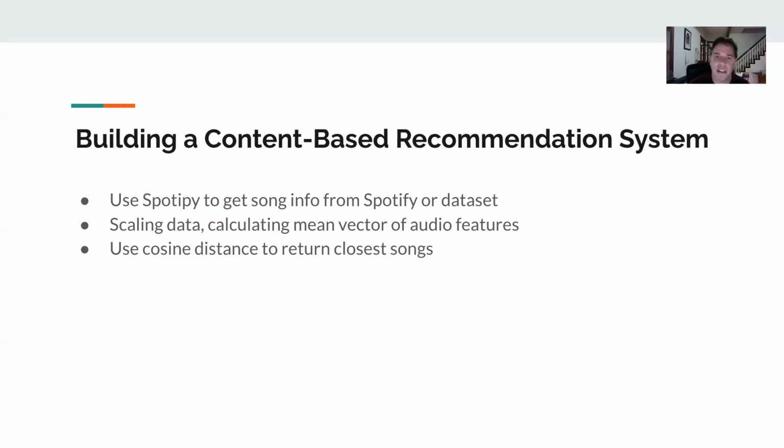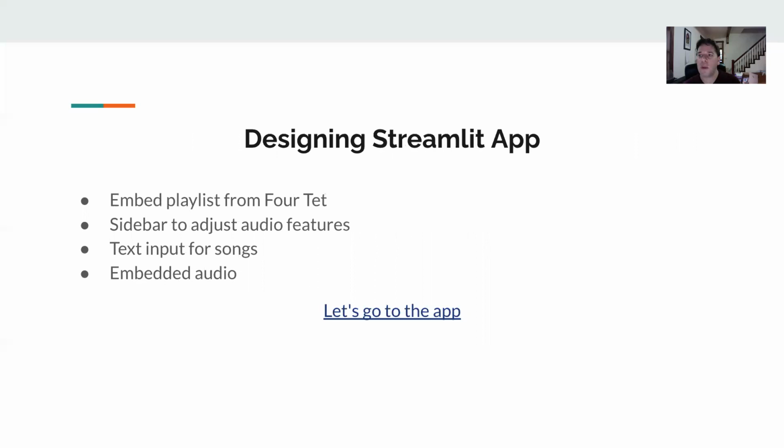This is going to be a content-based recommendation system. We have our songs on our 2D space. We can use Spotify to get our song info. Using scaled data, we're going to calculate a mean vector of these features and use a cosine distance to get our closest songs. And that's what we're going to return to our user. The way we're going to do this is in an app we build on Streamlit.